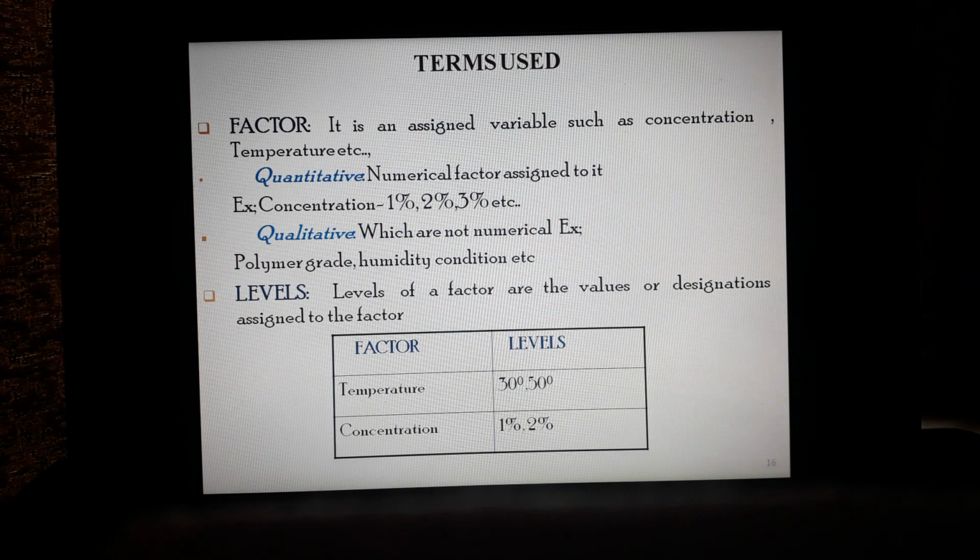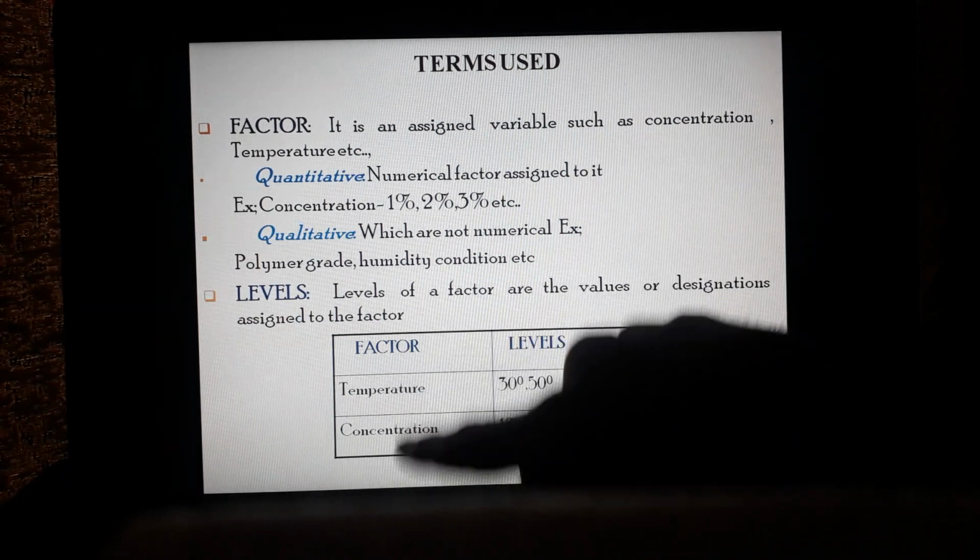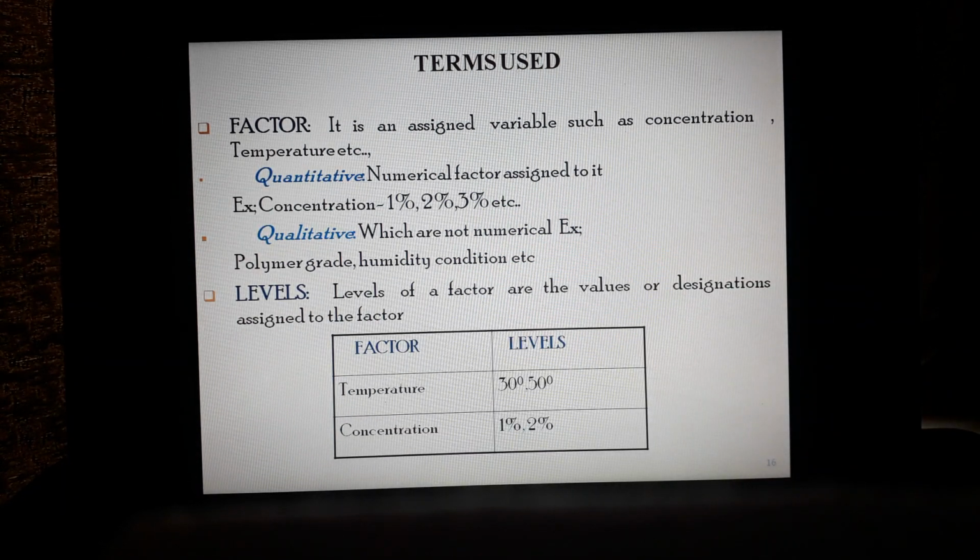For example, concentration. At what concentration you are adding your excipients into the formulation, that is 1%, 2%, 3%, etc. As far as a qualitative factor is concerned, these are not numerical, we know that. So for example, the polymer's grade, the humidity condition, etc. Levels of the factors are the values or designations assigned to the factors. So as far as factors are concerned, these factors are the independent factors.